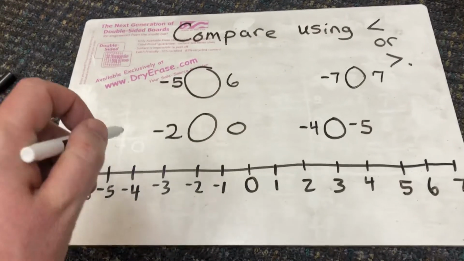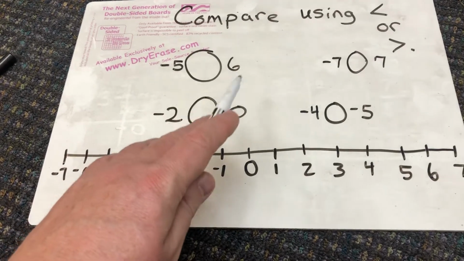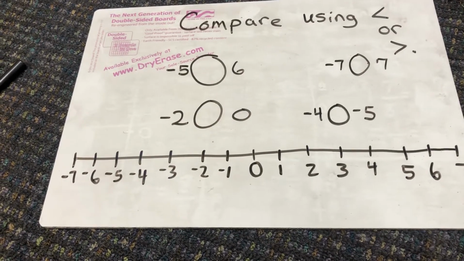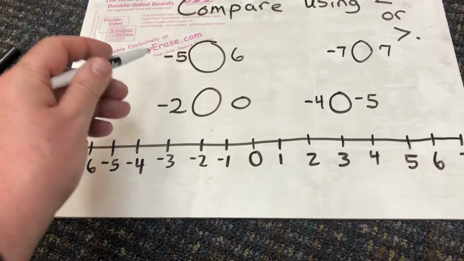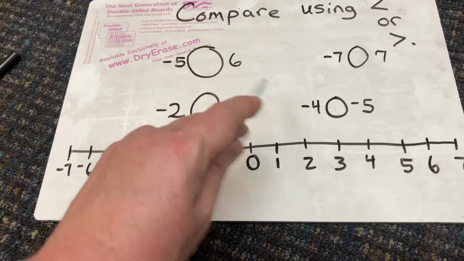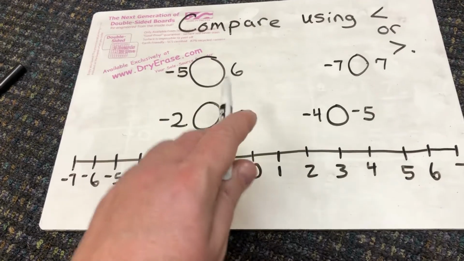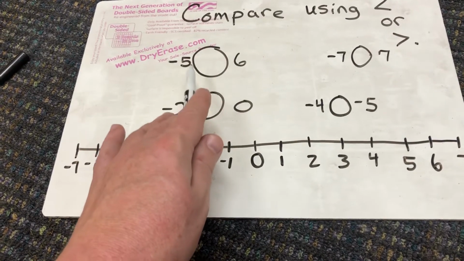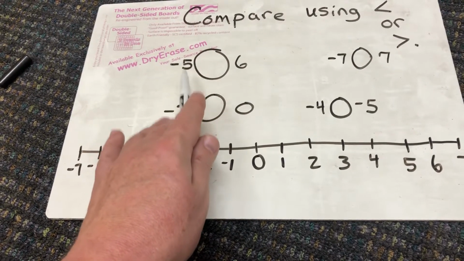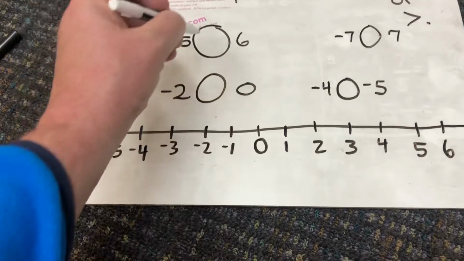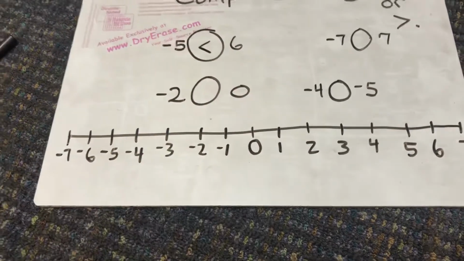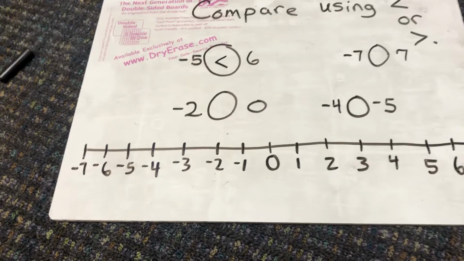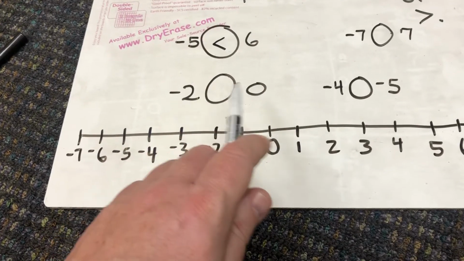So here we have negative 5 and 6. The fact that this is a negative number and this is a positive number kind of gives that away. It wouldn't matter what this digit was or what this digit was. If one of the numbers is negative and one of them is positive, the positive number is always going to be bigger.